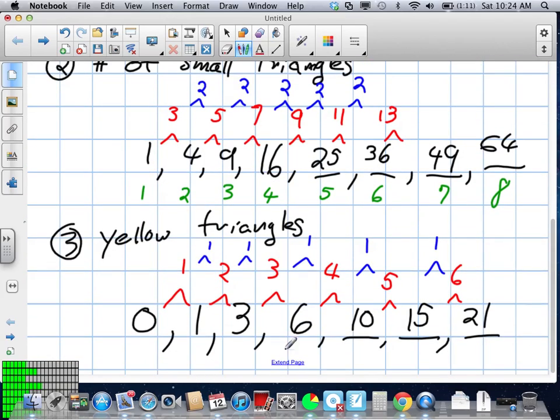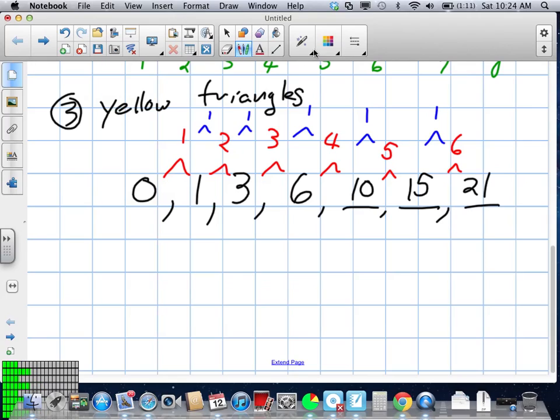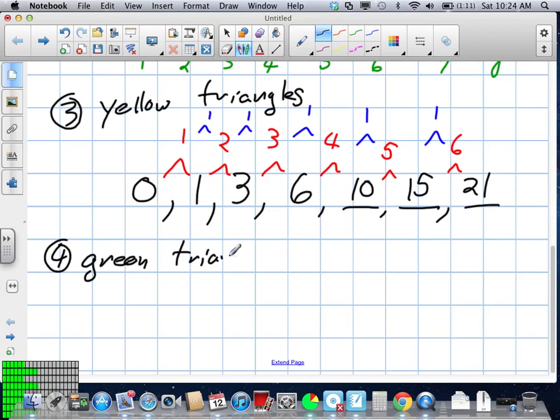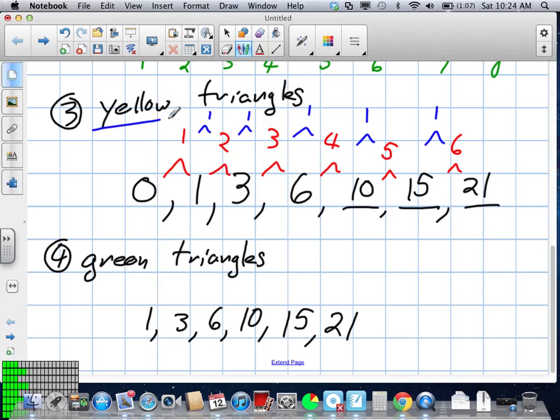Now, here's the big question. What's the difference in this pattern here? In this one, we're talking about green triangles. What was the difference here? We started with 1, then we went 3, 6, 10. What do we think our next one's going to be just by looking at our yellow pattern? 15. Yeah, and then 21. Now, what was the difference between our yellow and green triangles? The green triangle didn't start off with a 0. So it was 1 ahead. So it'll always be 1 ahead.